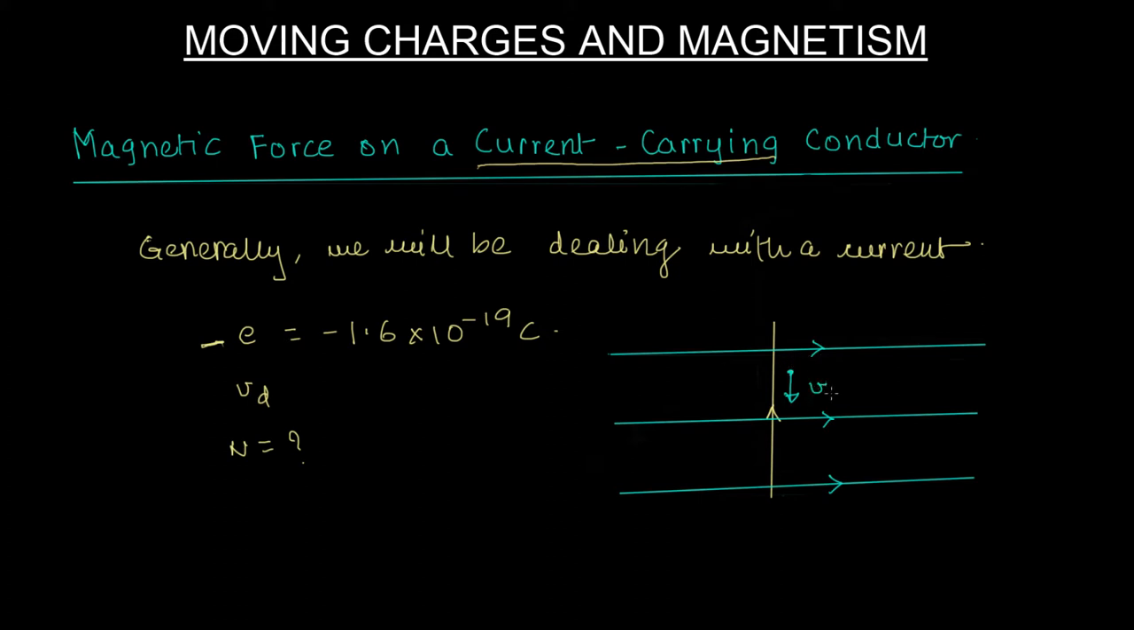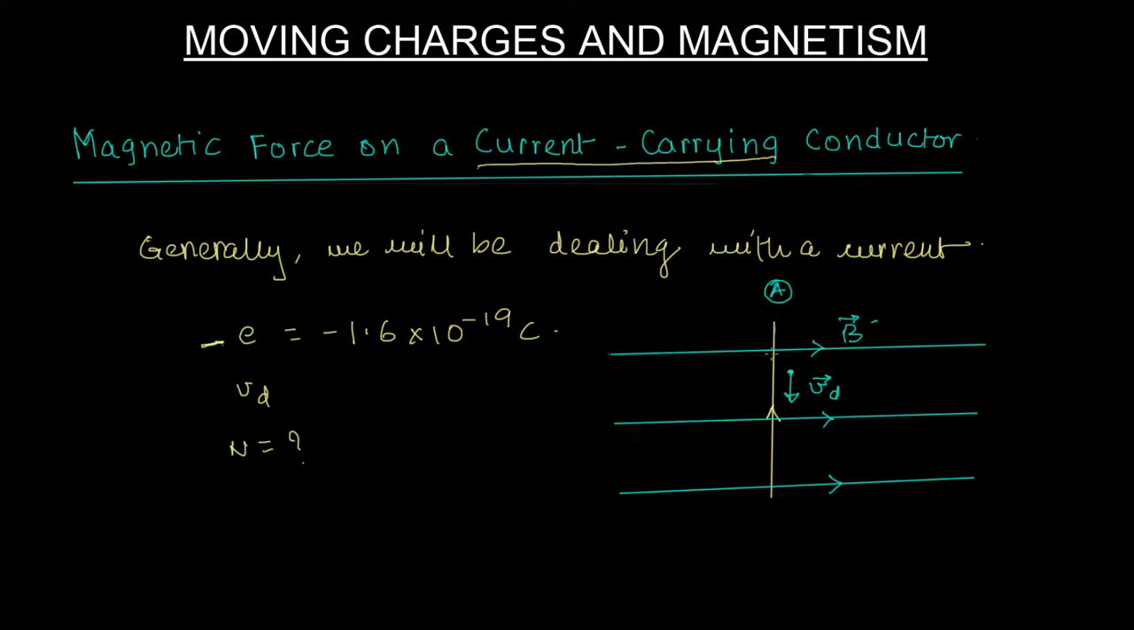This is the drift velocity and this is my B. Now this does not carry only one electron. It must be carrying trillions and trillions of electrons, and you do not know that. One thing that you know, maybe with the help of an ammeter, is the current that this conductor is carrying.